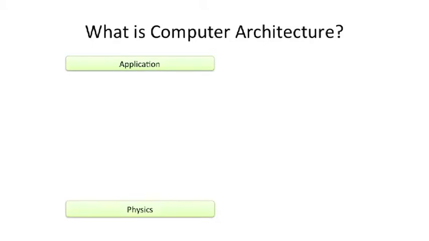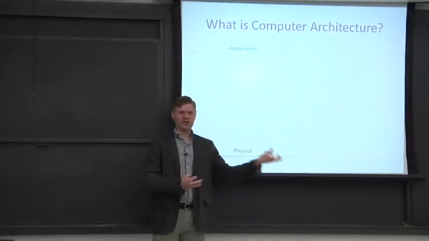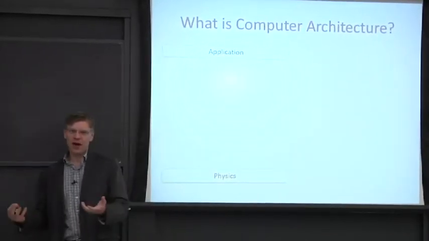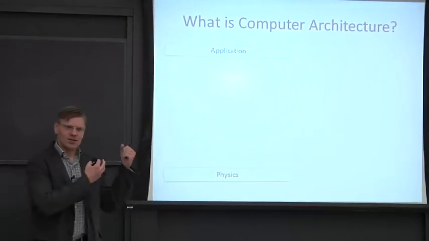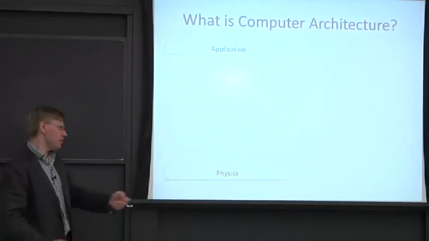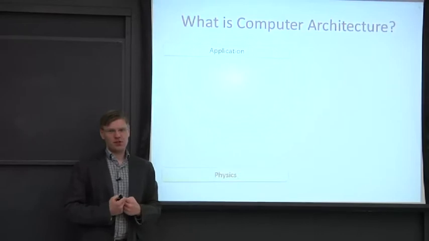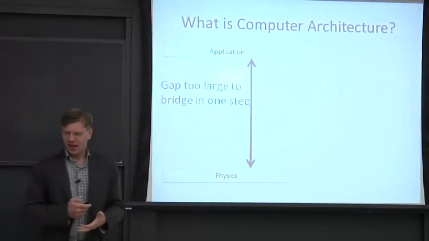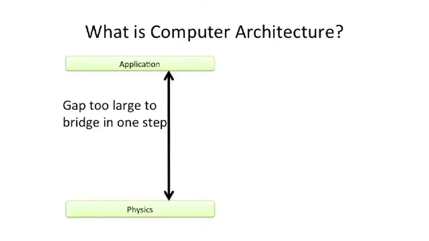So what do I mean by physics here? Well, physics is we have in the world, we have particles, and they bounce around, they interact. We have photons bouncing around in the world. And we need to somehow translate what humans want to do into what the physics can do. And one of the problems with this is a really big gap.